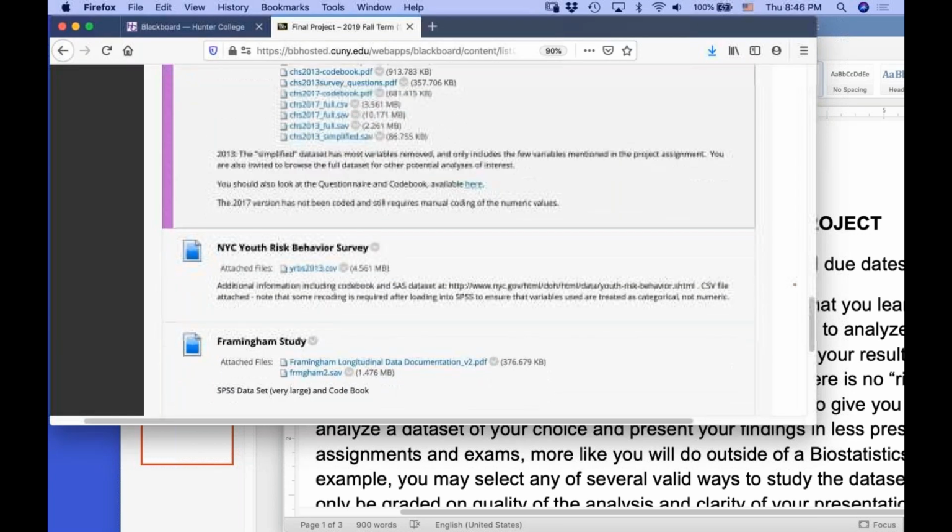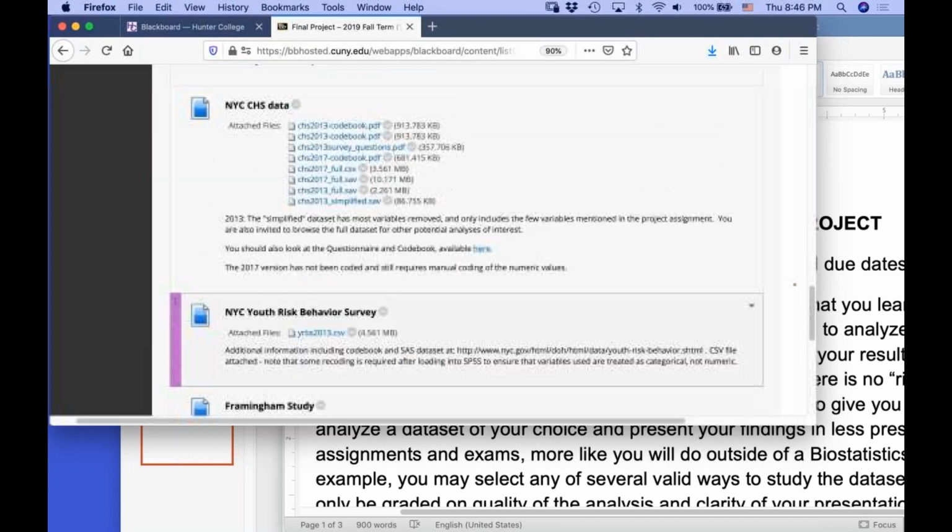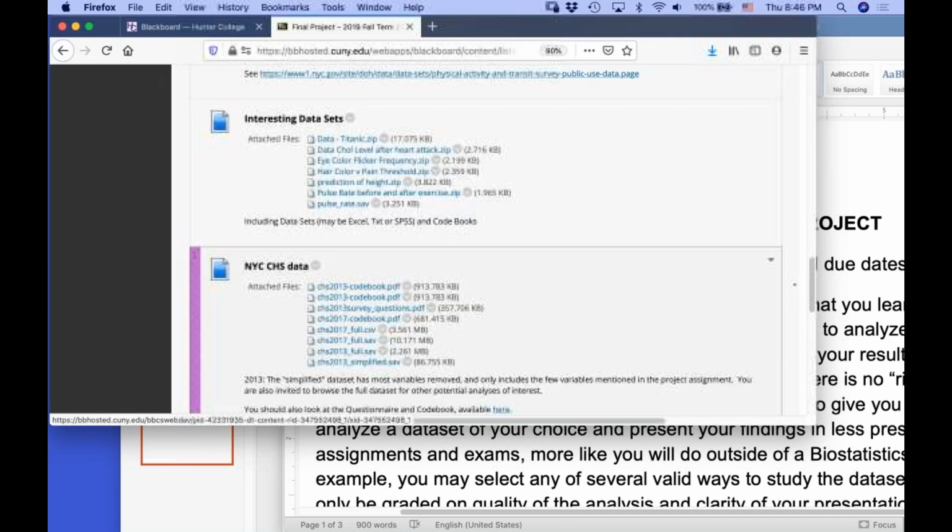Okay, you can use any of these data sets if you want, or you can instead let me know if you have some other data set you want to work with, perhaps one from another class, perhaps one that you're working on at work or something like that, and use that data set instead.